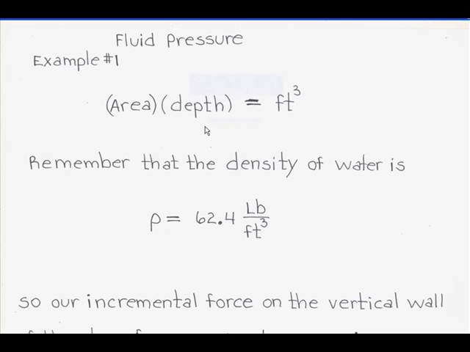Now we have the following. Area times depth is equal to cubic feet. One more time. Area times depth is equal to cubic feet. Remember that the density of water is 62.4 pounds per cubic feet.